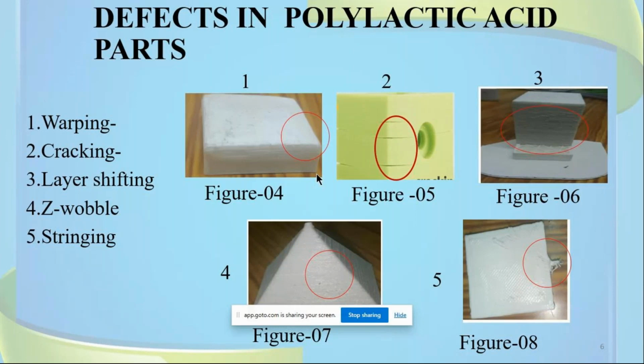Z bubble defect is also, we can say, ribbing. Ribbing refers to the appearance of obvious lines on the interior surface of the print. As you can see in the marked area, the ribs are showing at regular intervals.